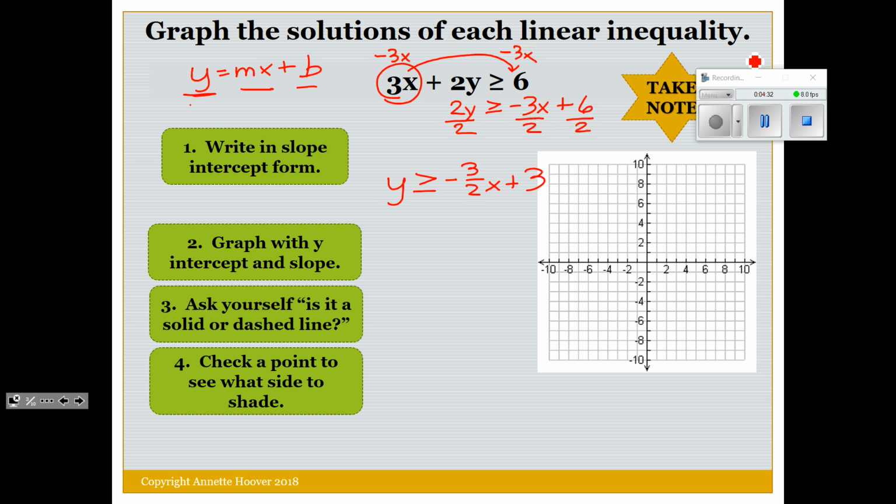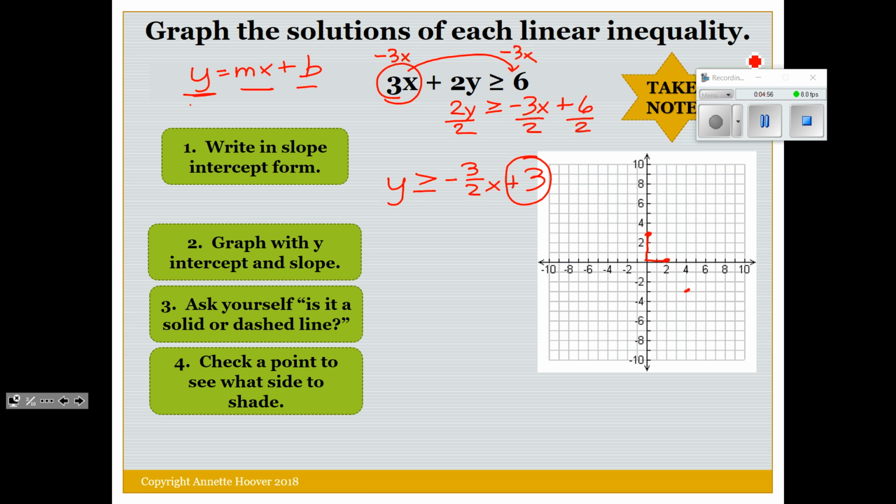Now we can easily graph it by using the y-intercept and the slope. Remember, we always start with the y-intercept. So we go on the y-axis and we put a 3. The slope is negative 3 halves. So I can go down 3 to the right 2, down 3 to the right 2, and so forth. So now we know where our line is going to be.